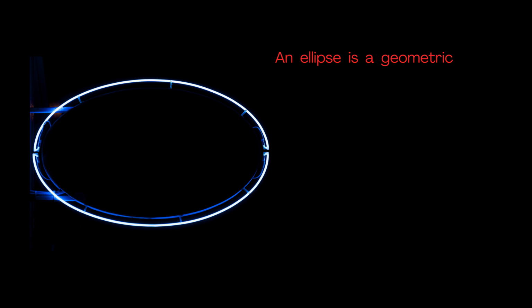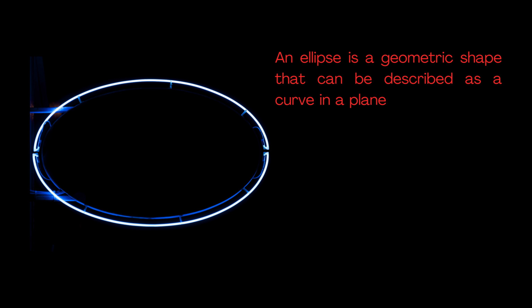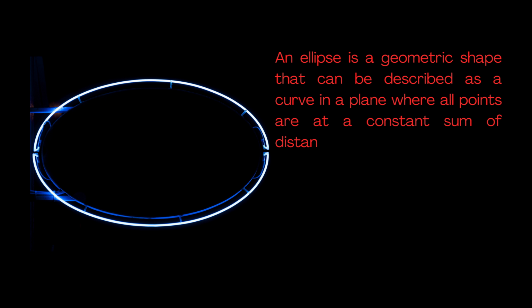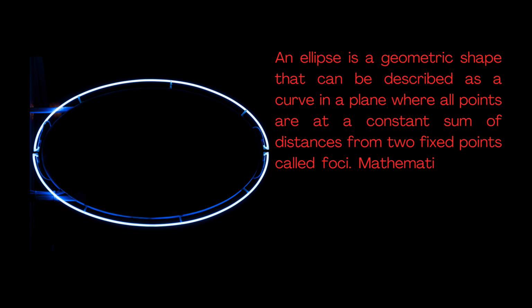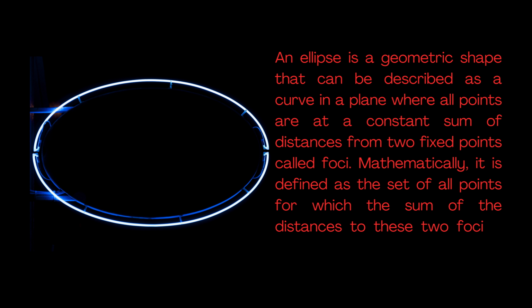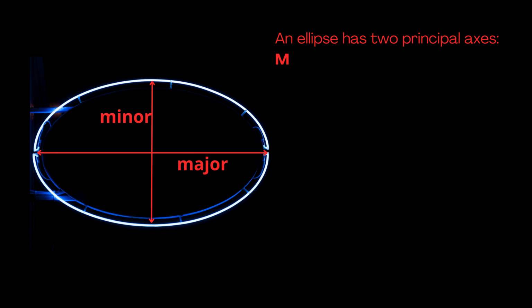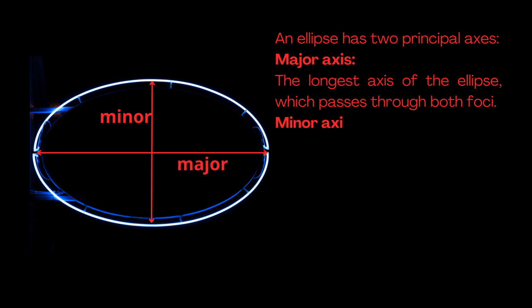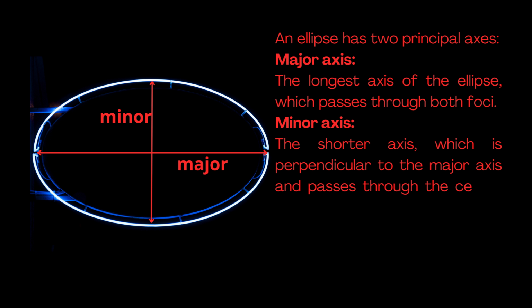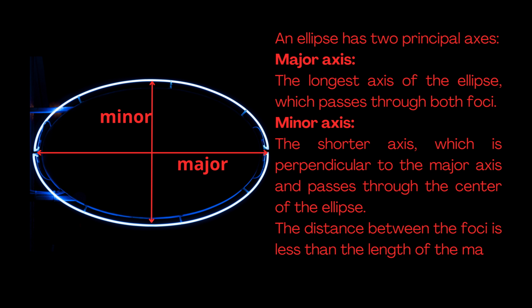An ellipse is a geometric shape that can be described as a curve in a plane where all points are at a constant sum of distances from two fixed points called foci. Mathematically, it is defined as the set of all points for which the sum of the distances to these two foci is constant. An ellipse has two principal axes: the major axis, the longest axis of the ellipse, which passes through both foci; and the minor axis, the shorter axis, which is perpendicular to the major axis and passes through the center of the ellipse. The distance between the foci is less than the length of the major axis.